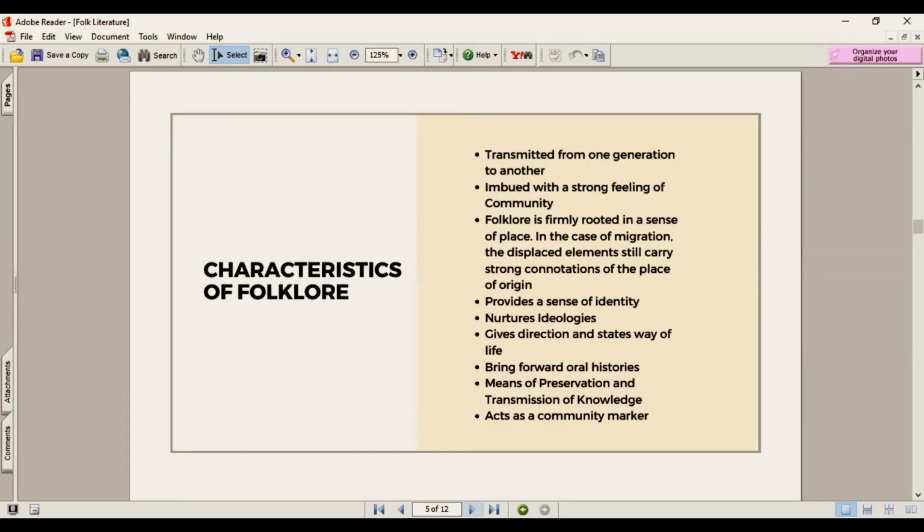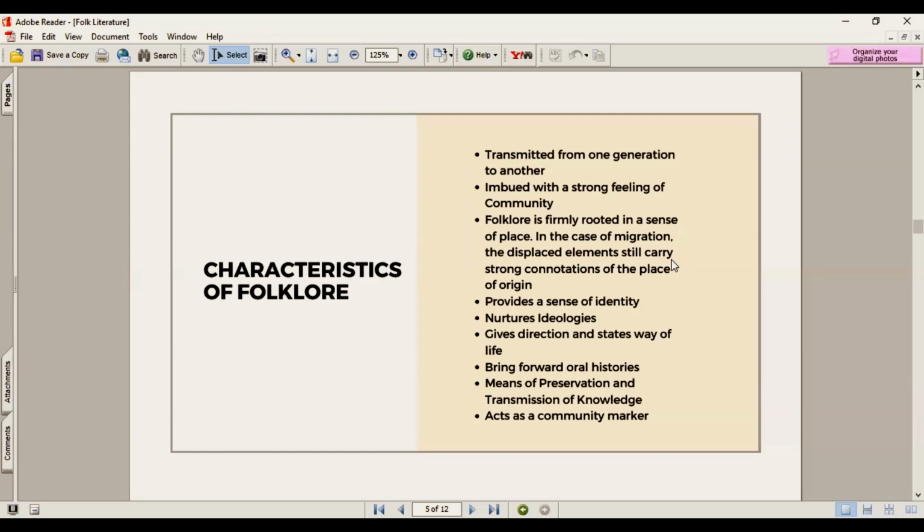The characteristics of folklore. Here you can see what the characteristics of folklore are, how we can understand what is folklore and what is not, and how we can distinguish folklore. First, it is transmitted from one generation to another. It's imbued with a strong feeling of community because it is based on the daily lives of a certain community. So it gives a strong feeling of connectedness in that community, and gives a sort of identity. So folklore is firmly rooted in the sense of place.